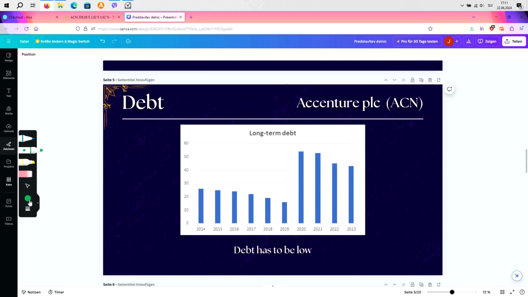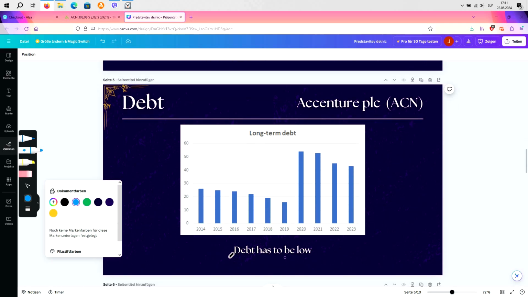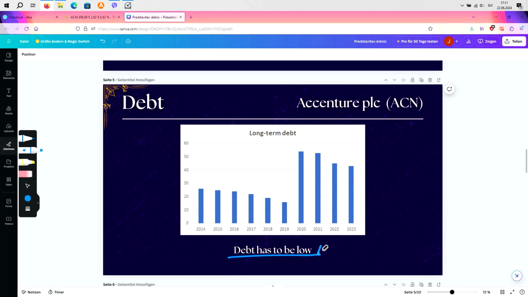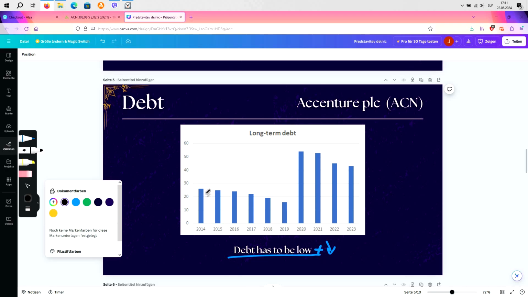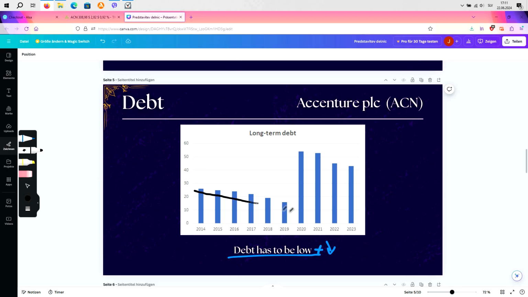Now we come to the debt, and the instruction for the debt is that debt has to be low and it has to decrease through the years, okay? Now what do we have here? We can see that firstly the debt was decreasing until 2020 and then they had a massive debt, probably because of the COVID crisis or whatever, and now it started to decrease again. So generally the debt is decreasing through the years, but here in 2020 it was growing massively, you know.